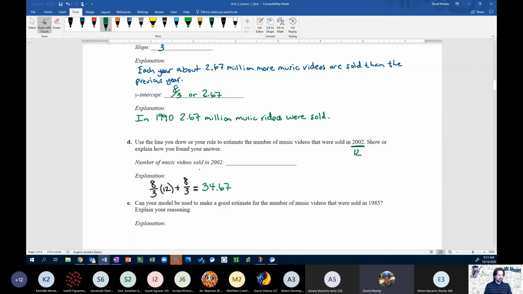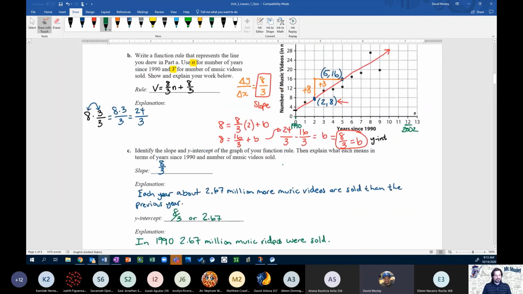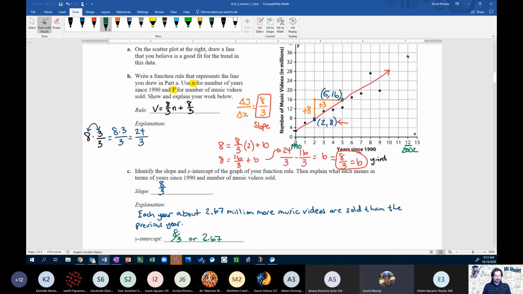So the number of music videos sold in 2002 in our equation is 34.67 million. But we have to write that million. It's not just 34.67 videos, it's millions, because that is what our graph represents. These numbers are number of millions of videos.